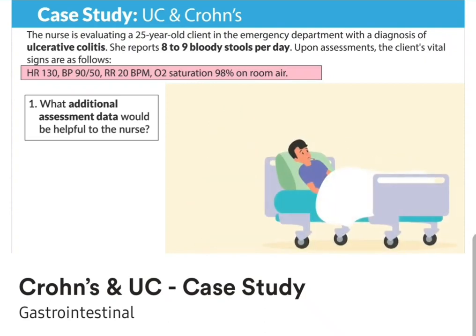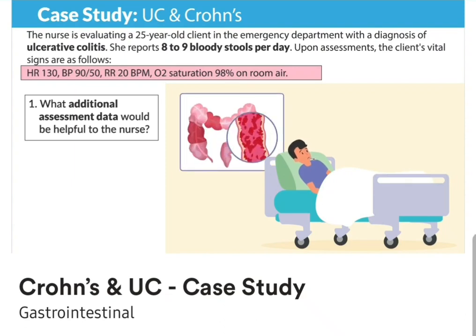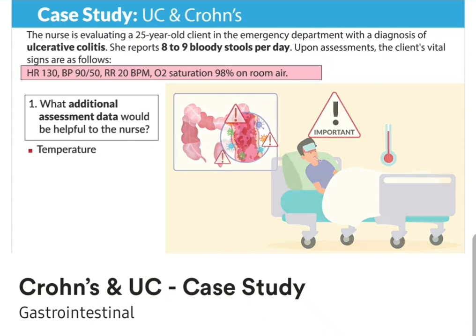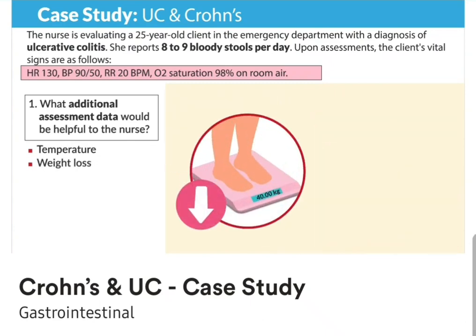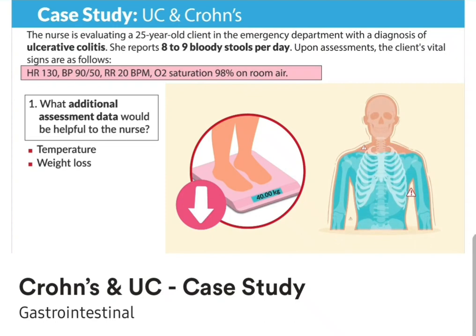Okay, so let's break down additional assessment data for a client with ulcerative colitis. Number 1, you should have thought about temperature. Now, this is really important since clients with ulcerative colitis can be triggered by certain infections. So this flare-up could be the cause of a fever. So it's important to check if the client has a temperature. Number 2 is weight loss. Remember, rapid weight loss typically means rapid water loss, leading to severe dehydration.